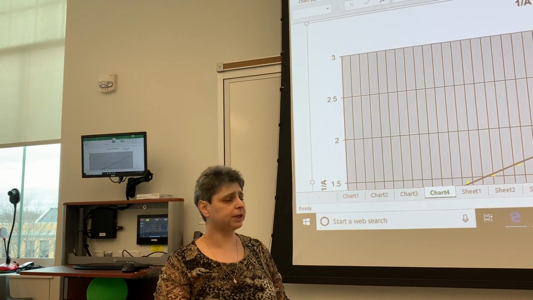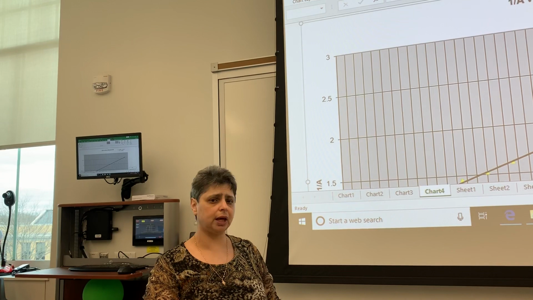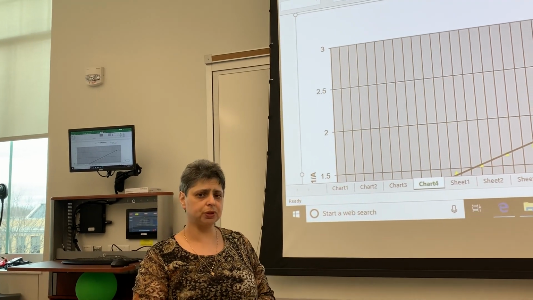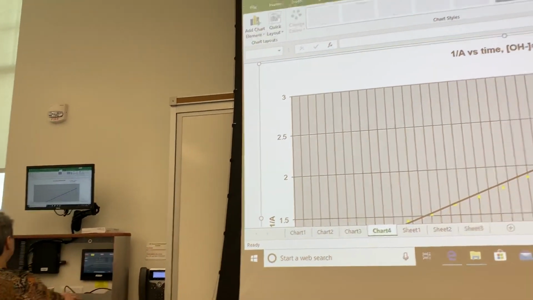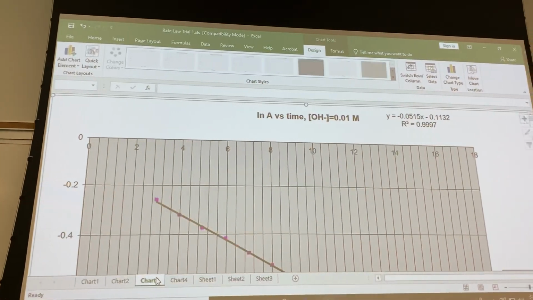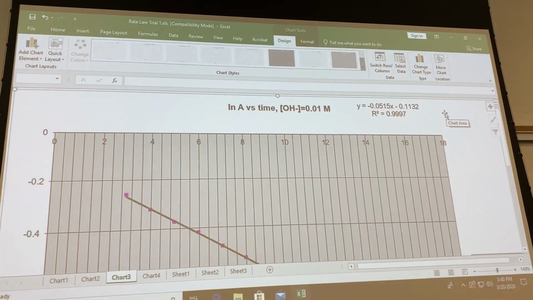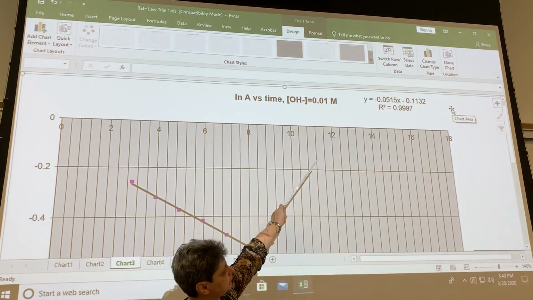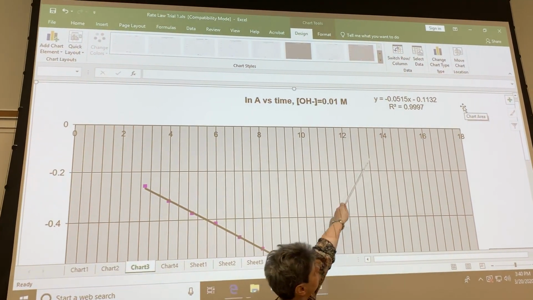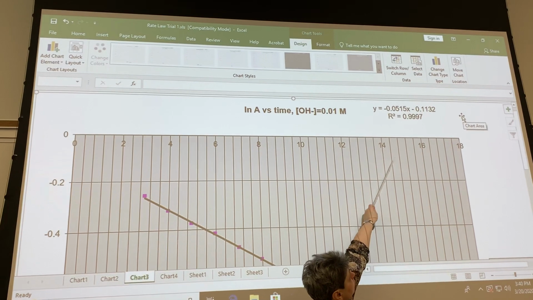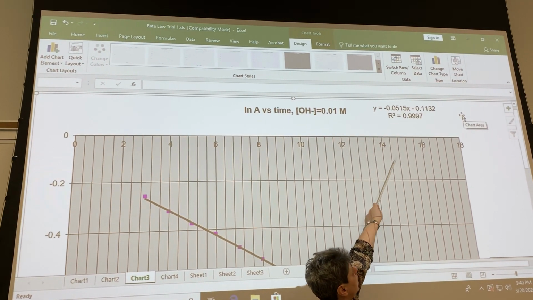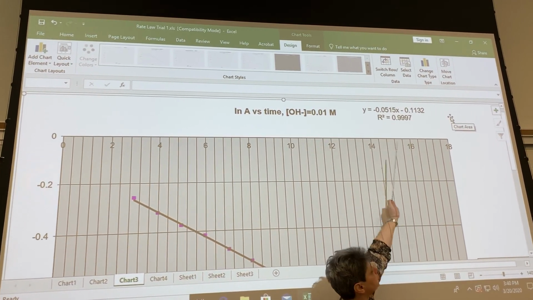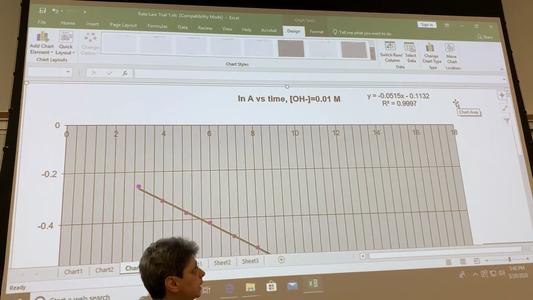I hope you picked out the second graph we looked at, natural log of absorbance versus time. I'm going to go back to that one so we can take a look, and I would like to explain one more time why this would be the best linear graph. This is because our R squared value for this particular graph, out of the 3 we looked at, is the highest and closest to 1 at 0.9997.